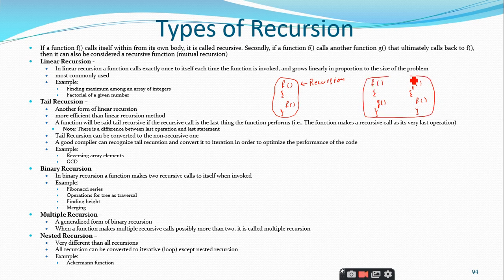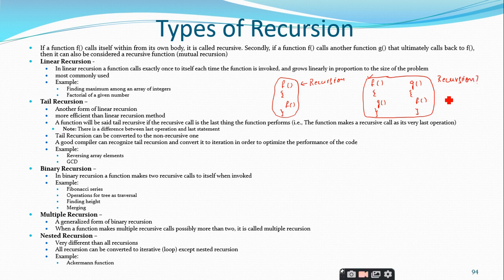I told that according to the definition of recursion, a function should call itself. That type of process is called recursion. But here function f is not calling itself. It is calling g, and the g function is in turn calling the function f. Does this come under recursion or not? This is the question we have.